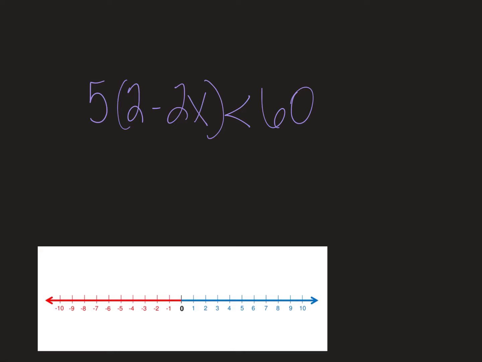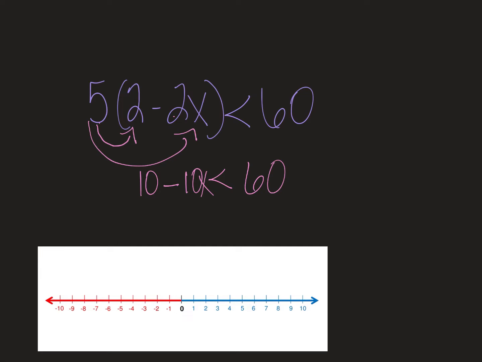Exactly. Good job. We're going to use the distributive property, meaning we're going to multiply 5 times 2 and 5 times 2x. 5 times 2 is 10. Bring down your subtraction sign. 5 times 2x is what, guys? 10x. Less than 60. Okay, so now, what am I going to do? Now you're going to subtract 10 from both sides, right? Because there's a positive in front of this 10, so you're going to subtract 10.